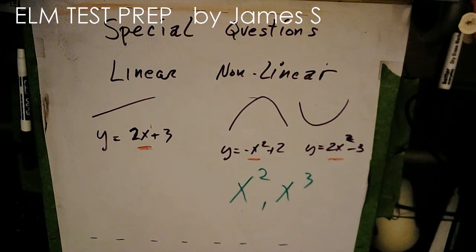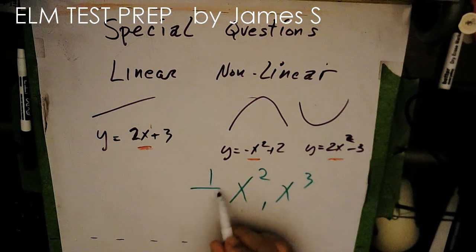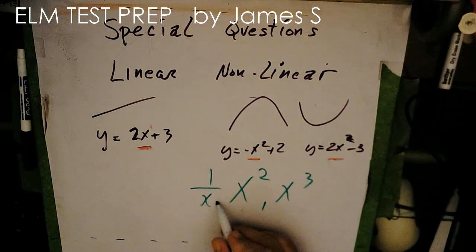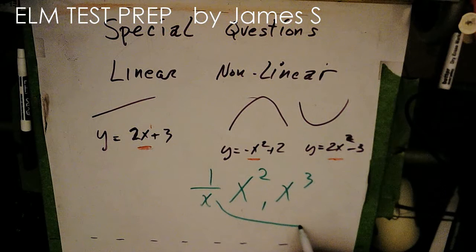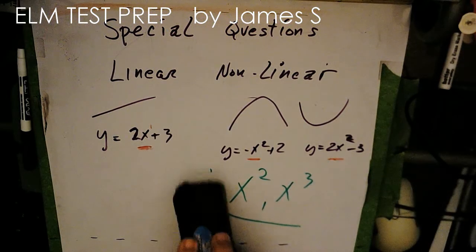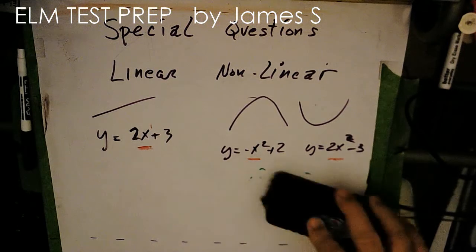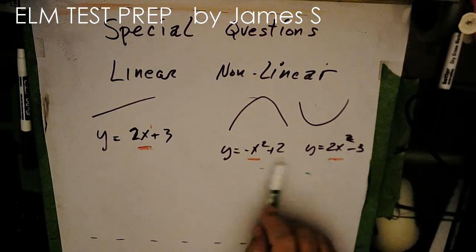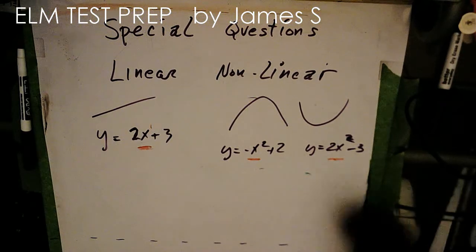There is a situation where I might have 1 over x, even though it only had an exponent of 1. This tends to be nonlinear because as x gets larger, this comes down to a 0, and it's sort of curved like that. I don't think they're going to give you something like that on your ELM. They might give you something like this, and certainly they might ask you something like this.